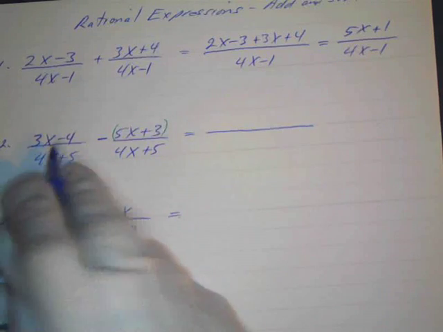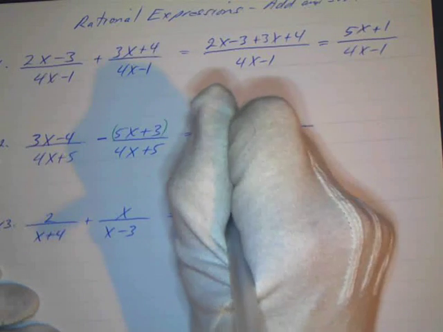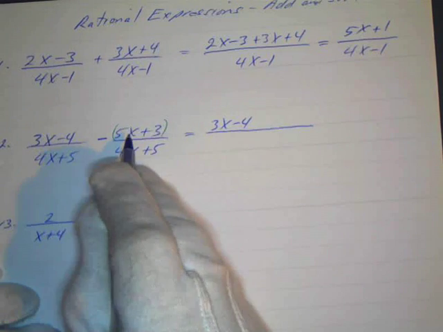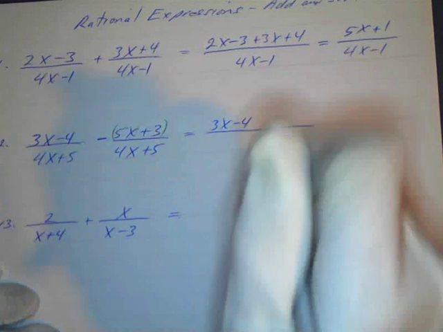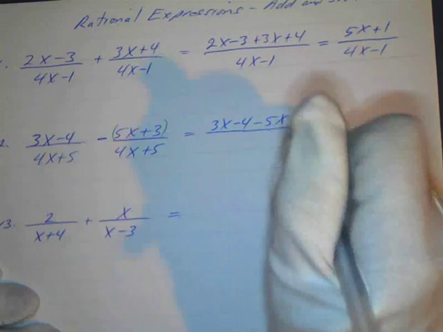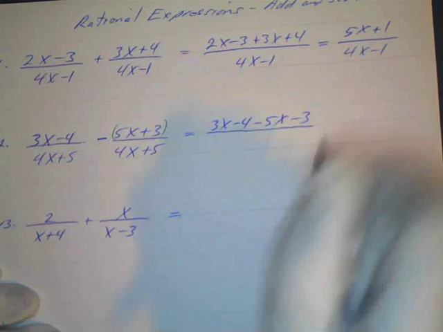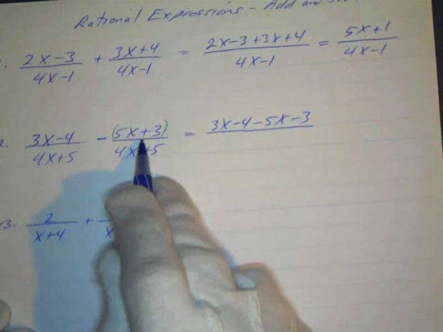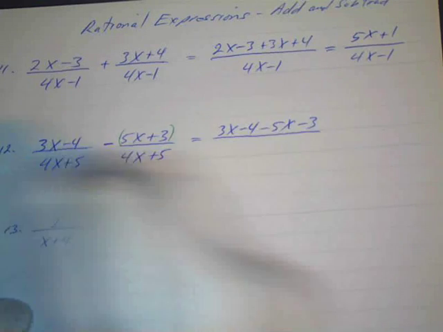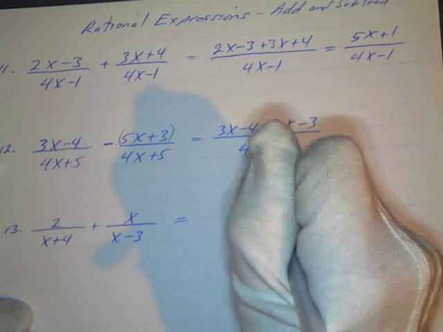So I have 3x minus 4, and then negative times a positive is a negative 5x, and a negative times a positive is a negative 3, so don't forget to change this sign. This is the sign that a lot of students will forget. They will just change the sign on the first one but not the second. And that's still going to be over the common denominator, 4x plus 5 in this case.